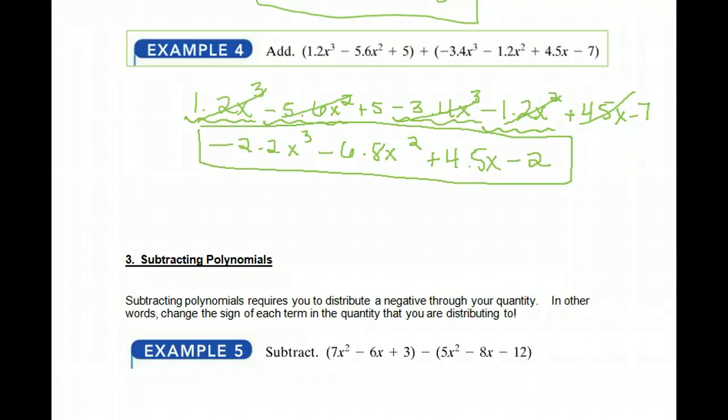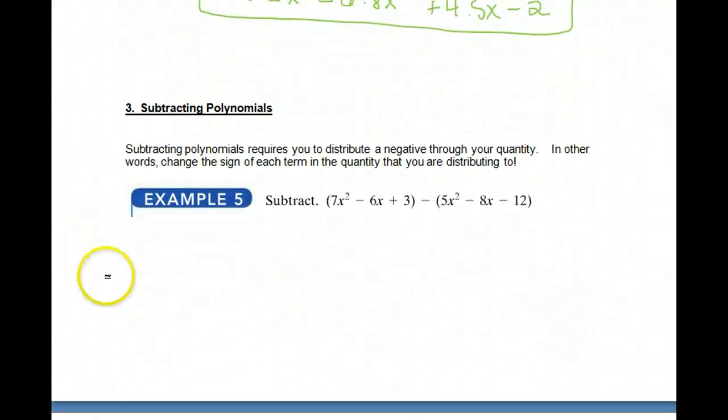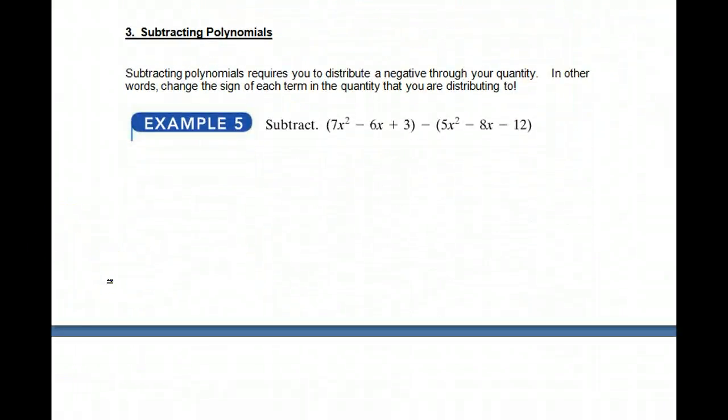Okay, everyone, we are now going to move on and learn how to subtract polynomials. Subtracting polynomials requires you to distribute a negative through your quantity. In other words, what we're going to do is change the sign of every single term that is in the quantity that we're distributing to.